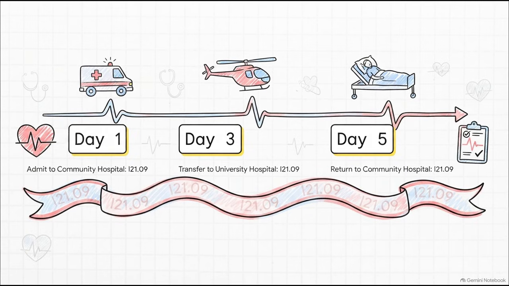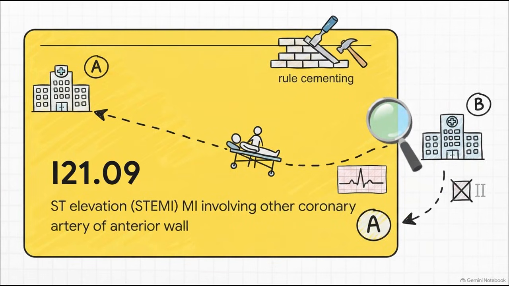the care being provided. So just to cement this rule in your mind, an unresolved, actively treated MI retains its acute category code throughout the entire transfer chain. You assign I21.09 as the principal diagnosis at Hospital A, over at Hospital B, and upon return to Hospital A. Any underlying coronary artery disease they might have is simply reported as a secondary diagnosis.